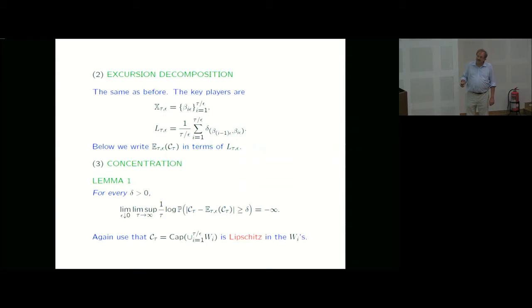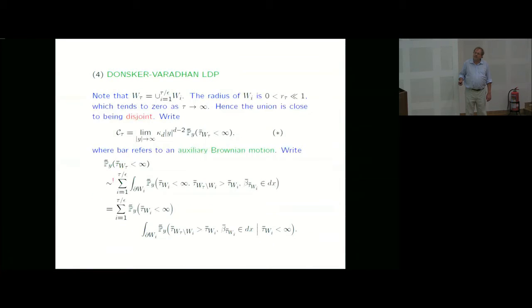Then again, the old players come into the game, these same objects here. And again, there is concentration of measure because also capacity is a Lipschitz function of the Wiener sausages. And so the concentration is still something that you can do. You have to go through a few other estimates to do that, but that still works. So both step 2 and 3 are the same. Step 4 is a bit more complicated.